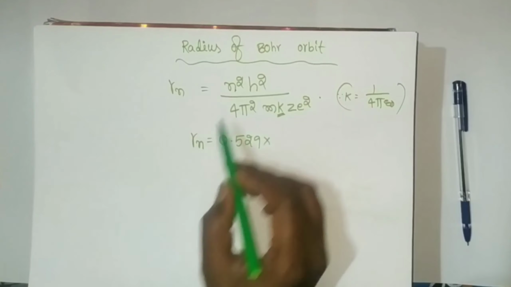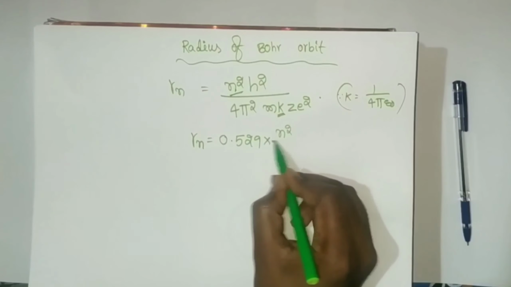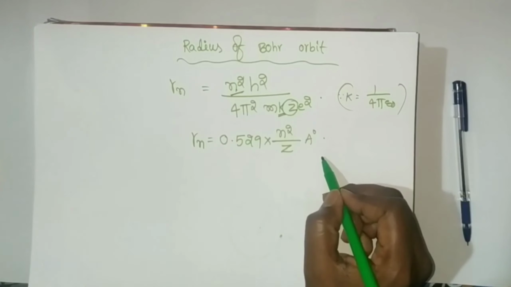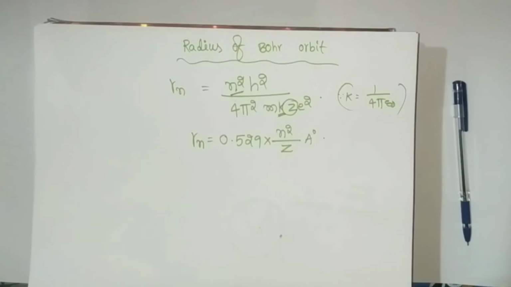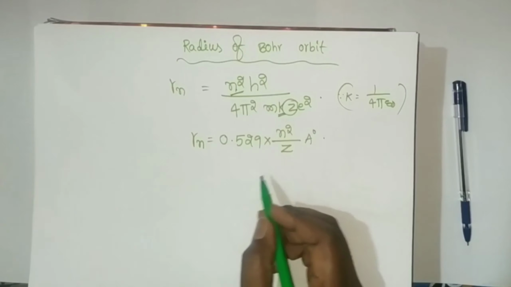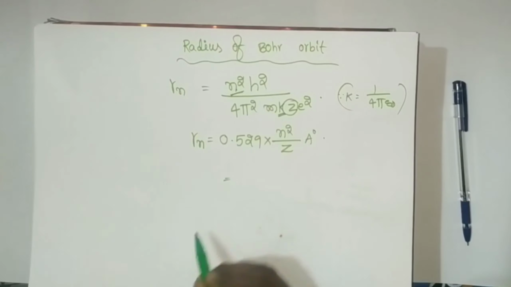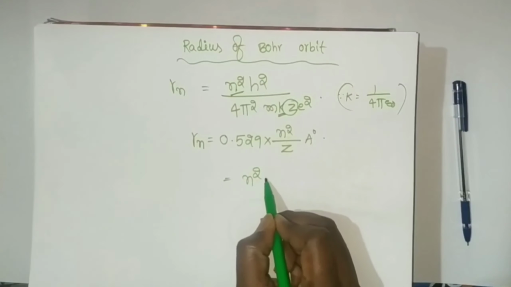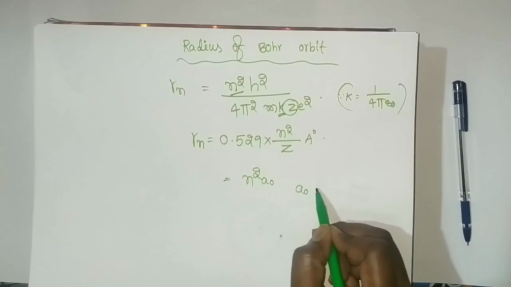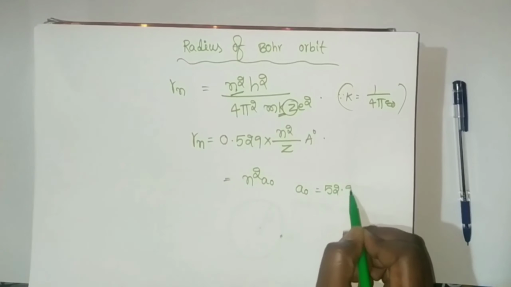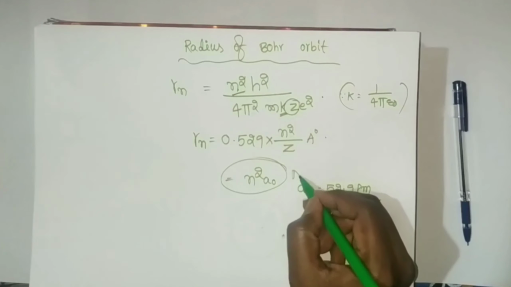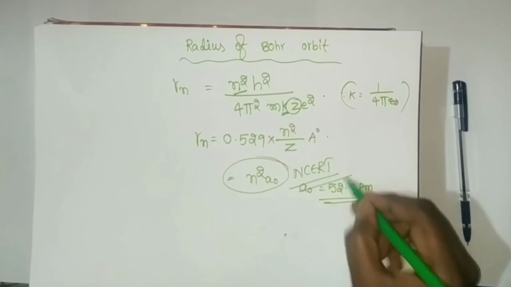We get the formula like this: the radius of the nth orbit is equal to 0.529 into n squared upon z angstroms. 1 angstrom is equal to 10 to the power of minus 10 meters, which is 10 to the power of minus 12 picometers. So we can write the formula like this also: n squared a naught, where a naught value is 52.9 picometer. This formula we can see in the NCERT textbook, NCERT 11th standard.